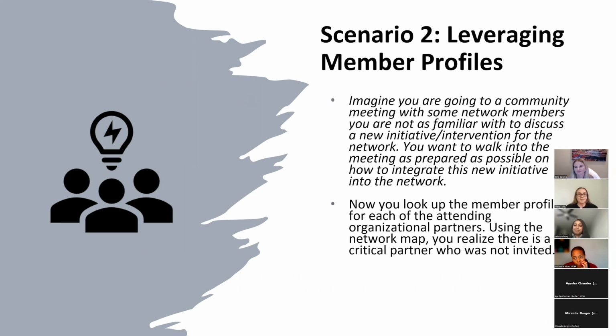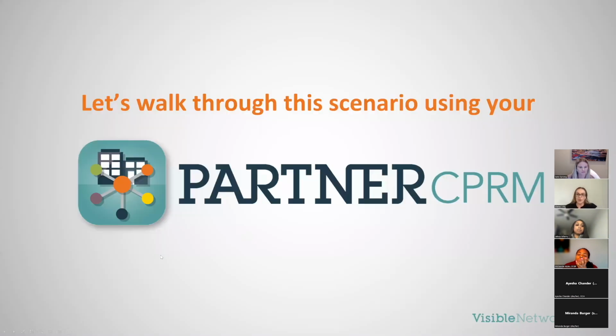Awesome. So now we're going to jump into our second scenario, where we would leverage our member profiles. Let's imagine you're going to a community meeting with some network members that you're not as familiar with to discuss a new initiative or intervention for the network. You want to walk into this meeting as prepared as possible on how to integrate this new initiative into the network. So in this case, you would look up the member profiles for each of the attending organization partners. And using the network map, you realize that there is a critical partner who is not invited. So Sarah will now walk us through the scenario.